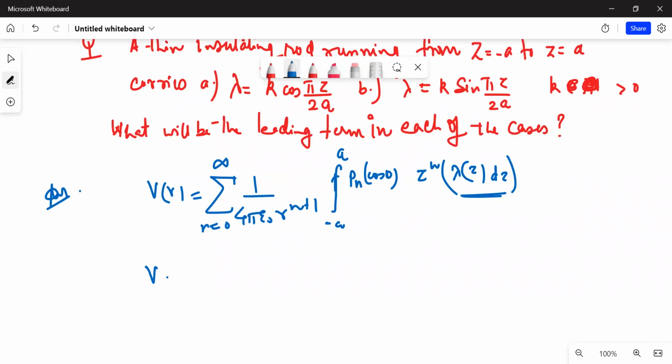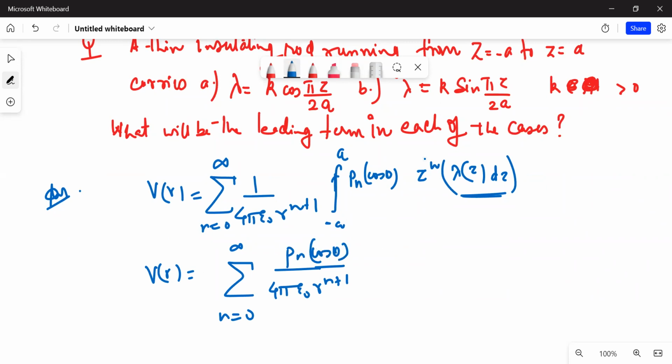Yes. And V as a function of r would represent the sum over n equal to 0 to infinity of 1 upon 4 pi epsilon naught, r to the power n plus 1. And this would be P n cos theta, which you can also take outside, because after all your lambda is also a function of z only. So this is the integral from minus a to plus a of z to the power n, and then you have k cos pi z upon 2a dz. Okay, so what do you think would be the leading term?